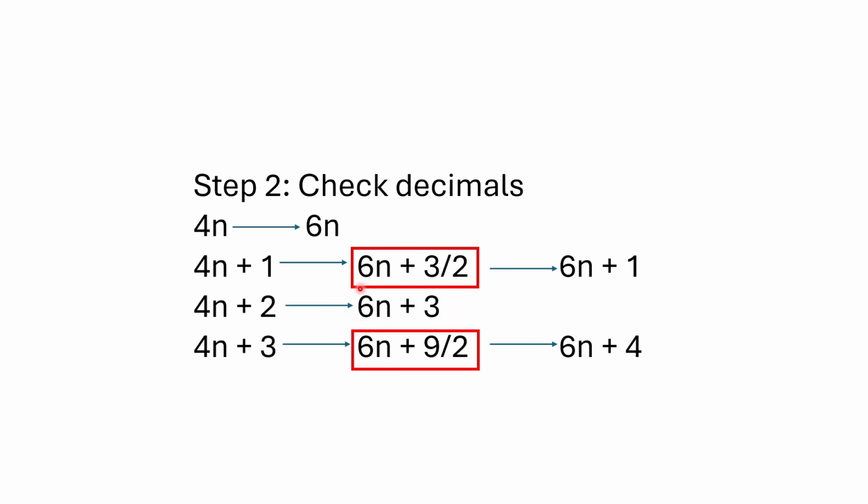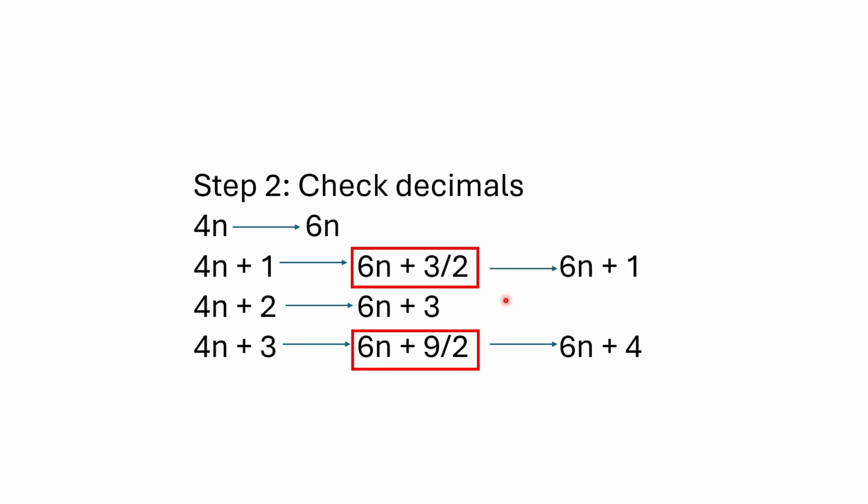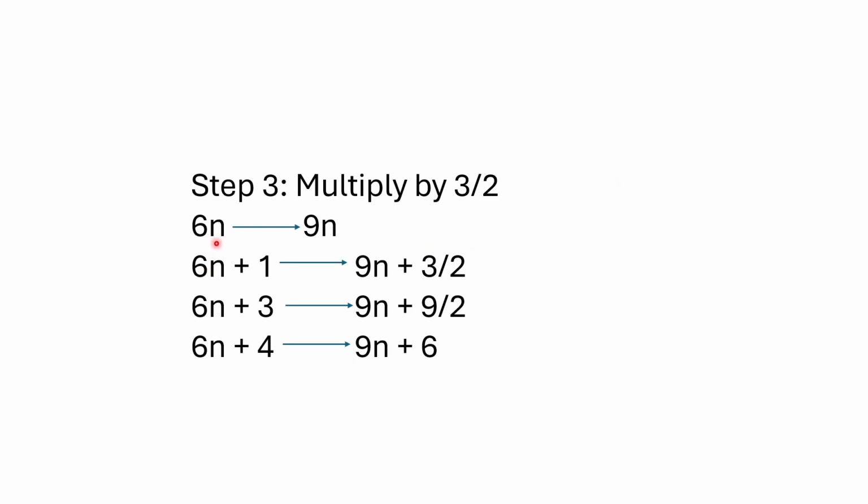So in here, we don't have any decimals. So 6 multiplied by n is an integer. When we add 3 to it, it's still an integer. 6n plus 9 divided by 2 is not an integer. So we round it down to 6n plus 4. Also tell the other person that we got decimals. And in these two steps, this one and this one, we didn't get any decimal places. Let's continue. Let's apply step 3 to these numbers that we found. So 6n, apply step 3, you get this. Apply step 3 to this number, you get this. Apply step 3 to these numbers, and you get these numbers. Okay.